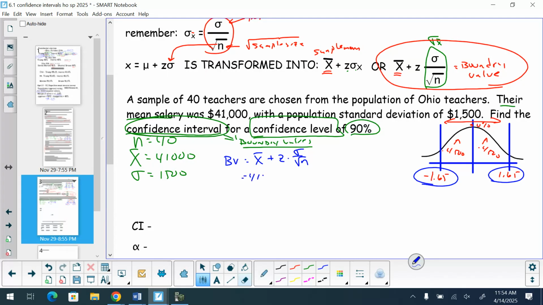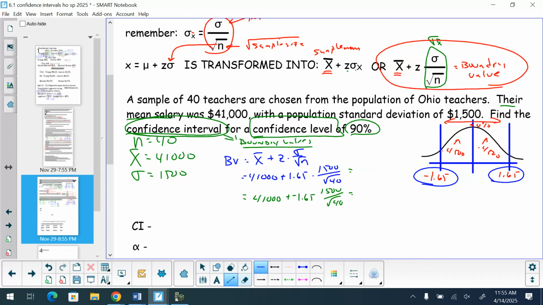So we have 41,000 plus 1.65 times 1,500 divided by square root of 40. And then we have a second value, 41,000 minus, or plus a negative 1.65, times 1,500 divided by square root of 40. So we're doing basically the same thing. The only thing that's different now is the standard deviation turns to standard deviation divided by square root of n.